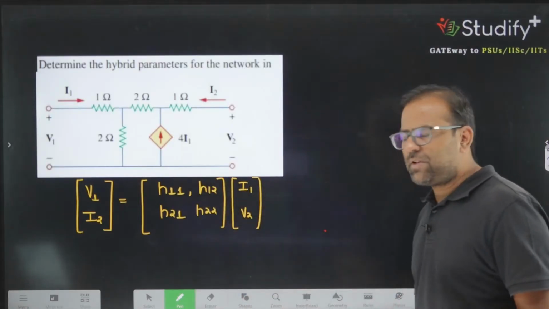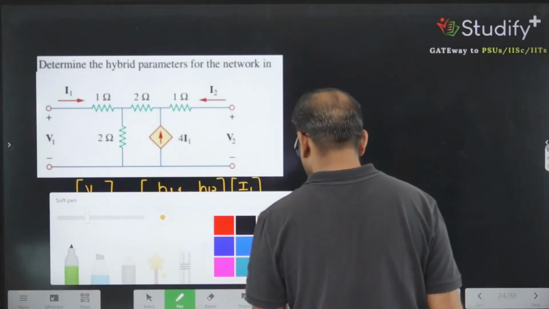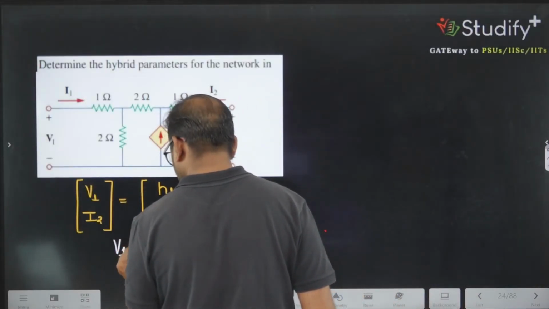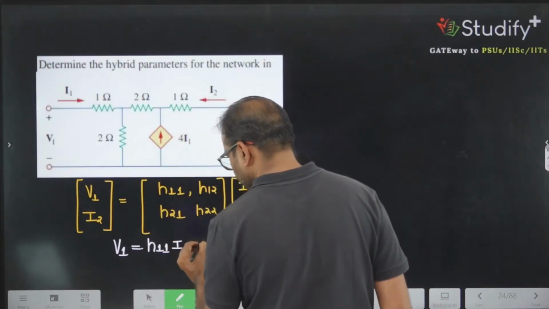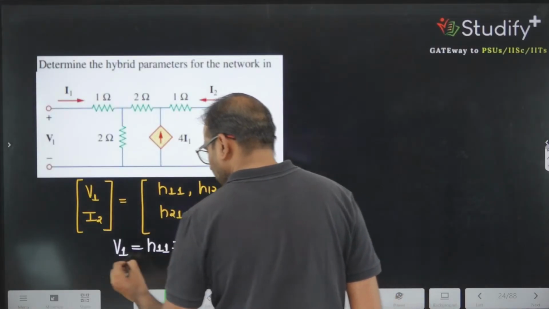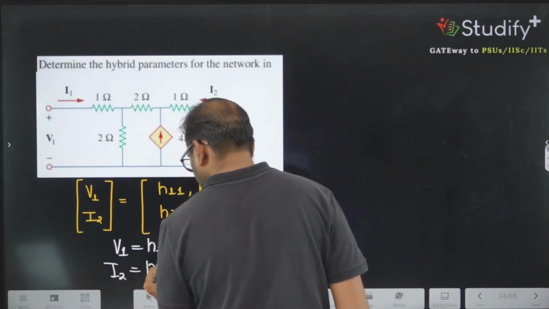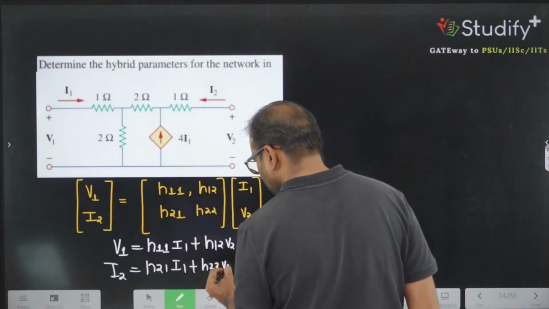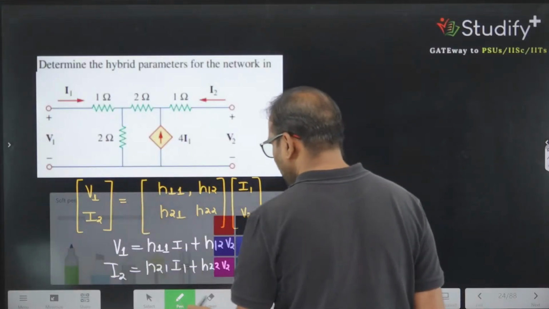So which relationship do we want? If I make I1 equal to 0 in this equation, what are the 2 equations we have? V1 is given by H11 I1 plus H12 V2, and I2 is given by H21 I1 plus H22 V2. What first step am I doing? I am just replacing the output by a short circuit.